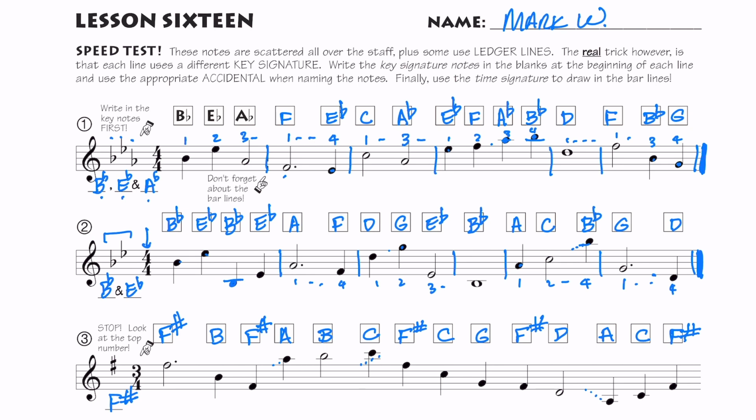Okay, now let's draw in bar lines. 3, 4 time. So dotted half note, that's 3 counts. We get to 3, draw a bar line. 1, 2, 3, bar line. 1, 2, 3, bar line. 1, 2, 3, bar line. 1, 2, bar line. 1, 2, 3, double bar line at the end.